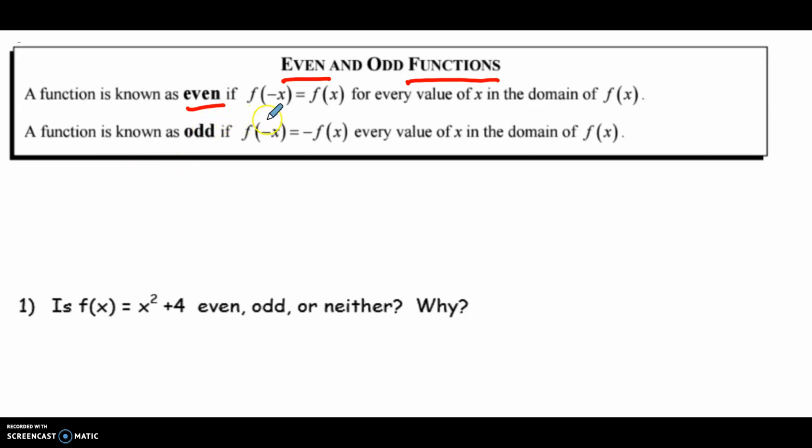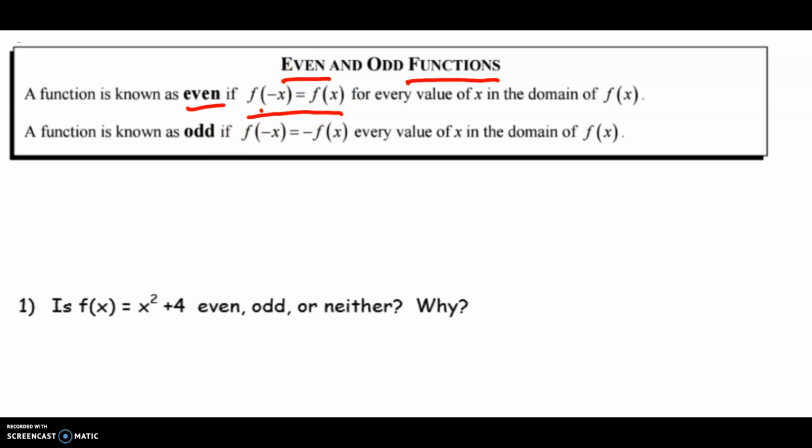In an even function, we say this rule is true. The rule is that when I plug in negative x, I end up getting the very same as the original, which was not the case in the do now. So in the case of the do now, I could say, oh yeah, that's not an even function because I just plugged in negative x and I didn't end up with the original.